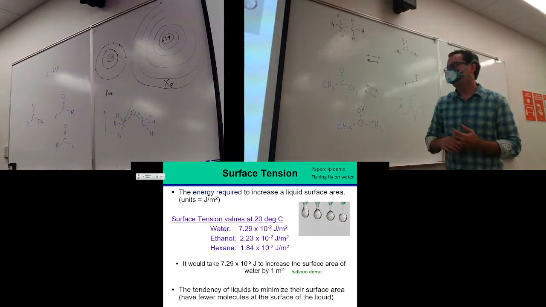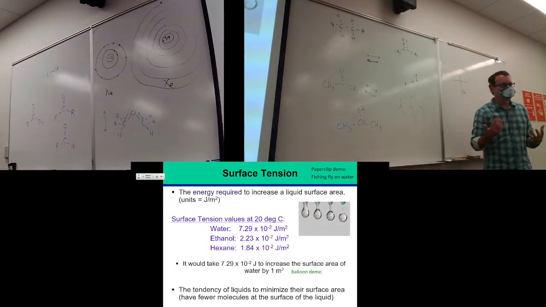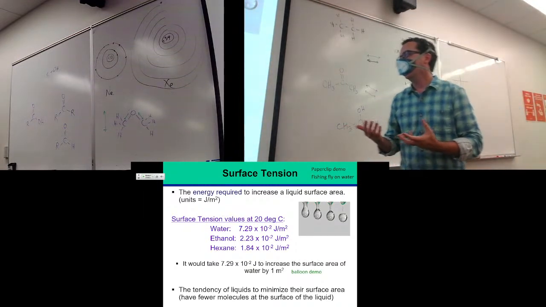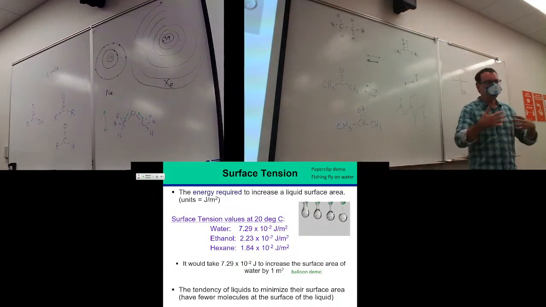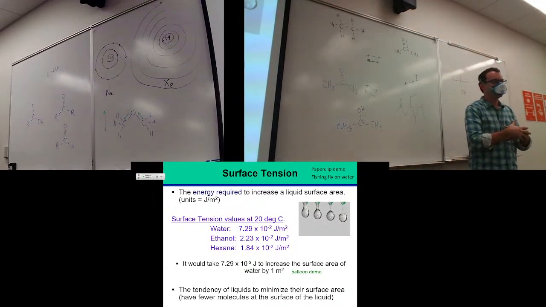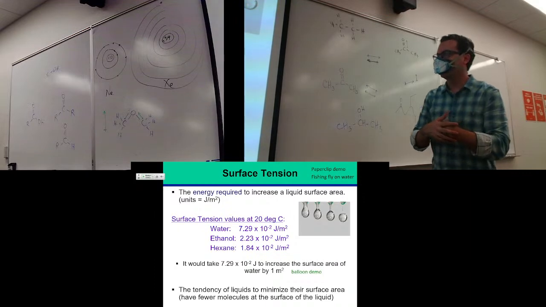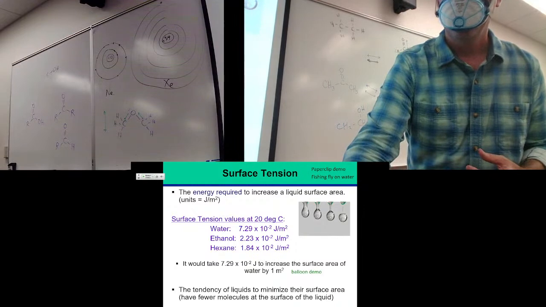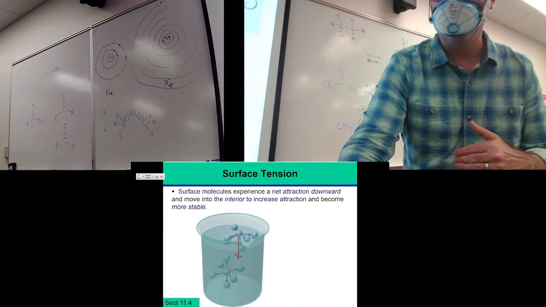So another way to think about surface tension, let's think about it in terms of molecules, since that's what we care about. Liquids want to minimize the number of molecules at the surface. That's kind of what they're trying to do when you think about what surface tension is. So let me show you another way to think about it.